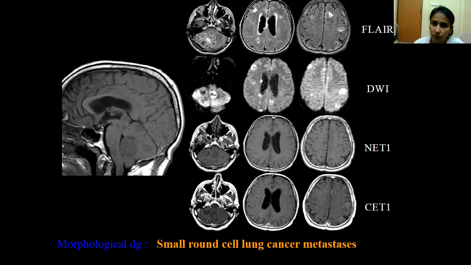Then in the cerebellar hemisphere, also on the right side, there are 3 to 4 lesions, and in the vermis also it is seen, and at the level of the ventricles also it is seen. Then on the contrast enhanced T1, as you can see, there are multiple ring enhancing lesions.